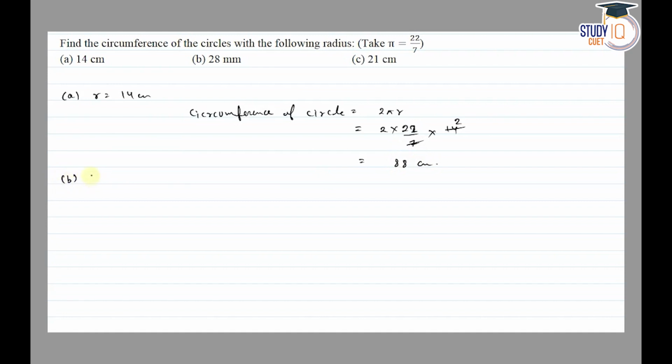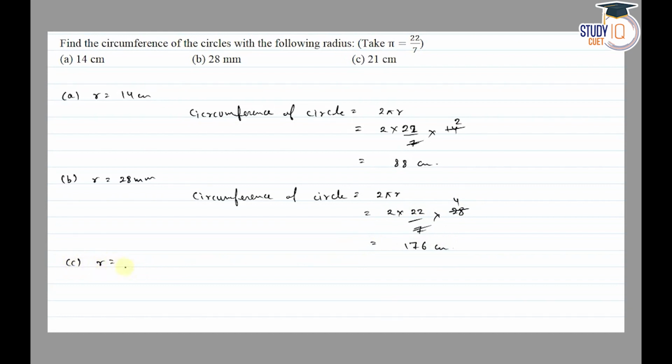Part B. The radius given is 28 millimeter. So circumference of circle is equal to 2 pi r is equal to 2 into 22/7, and the radius given is 28. So 7 and 28 cancel, 4 times. 4 twos are 8, so 176 centimeter.